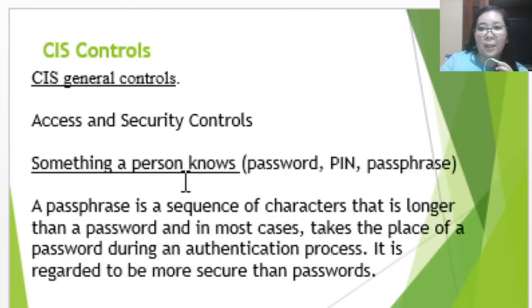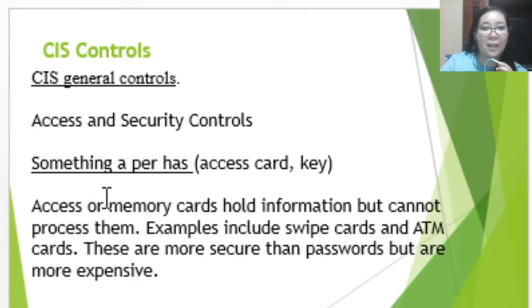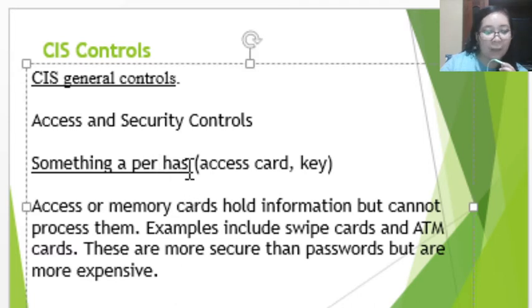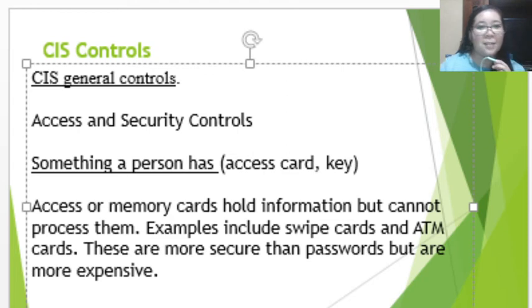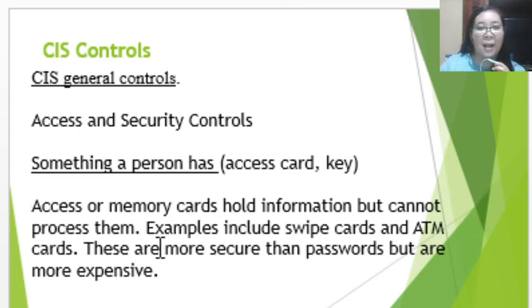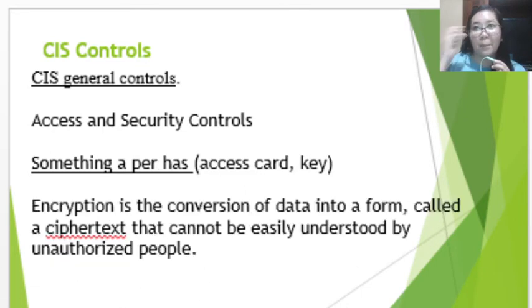Aside from what the person knows, the entity can also use something a person has. It can be an access key or access card. Access or memory cards hold information but cannot process it. Examples of these are swipe cards and ATM cards. These are more secure than a password but are more expensive because they have to be printed and use resources.